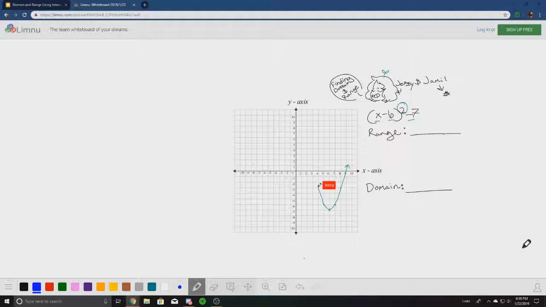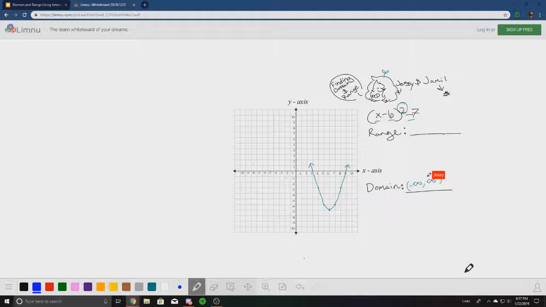But it's going to keep going, which means that our domain is going to be negative infinity and then positive infinity. And it's negative infinity because this one's going to the left and it's going into the negatives. And we have a positive infinity because this one's going that way and it doesn't stop.